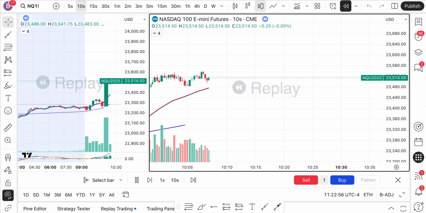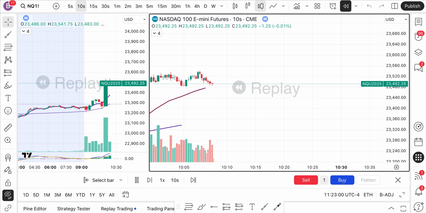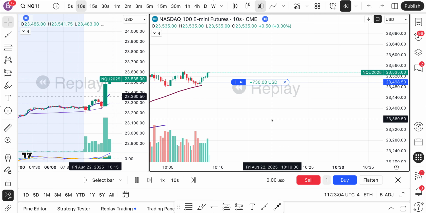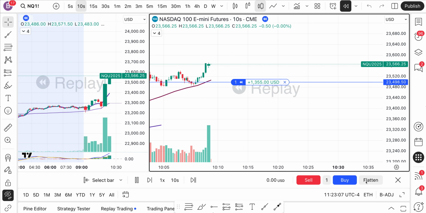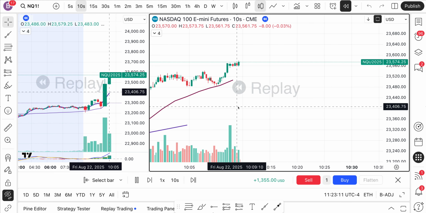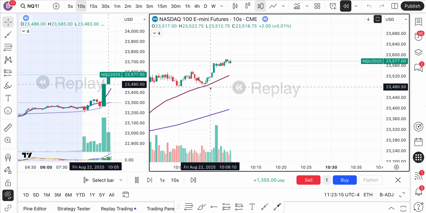So there it is. It's tapping in right now. And there it goes, and there's your reaction to it. Quickly, I'll wait and try to get about 50 points. There we go. We got it real quick, and there's the first $1,355 made on that 1 mini, on a reaction to the 1-minute 8 EMA.